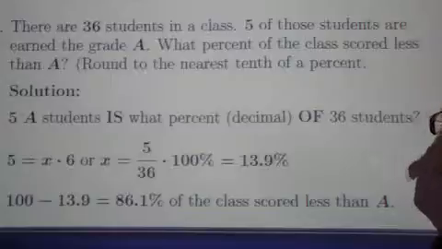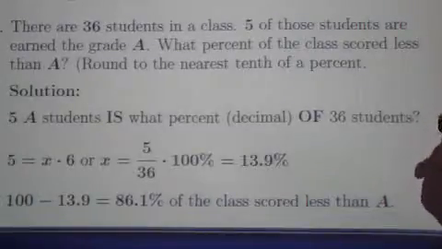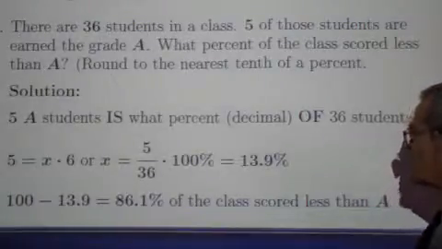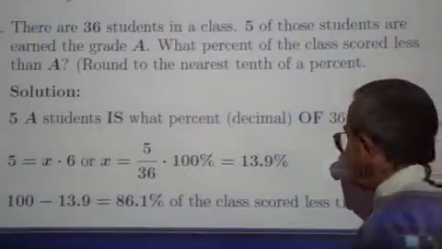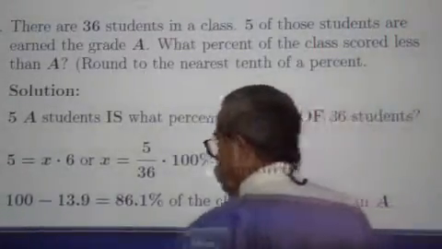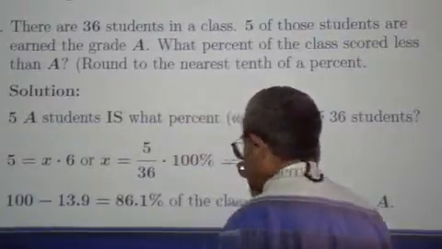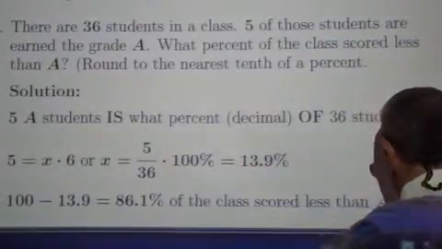Okay, we wanted to know the percent of the class that scored less than an A. So if 13.9 students scored A out of 100, then 100% minus 13.9% is 86.1%. So 86.1% of the class scored less than an A.